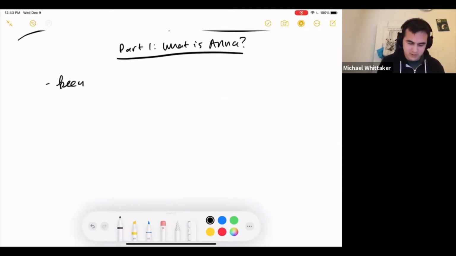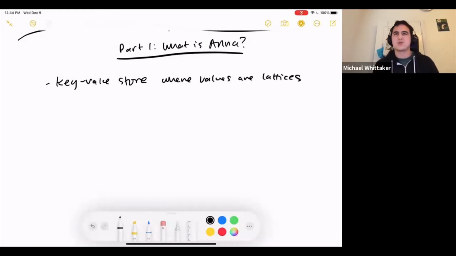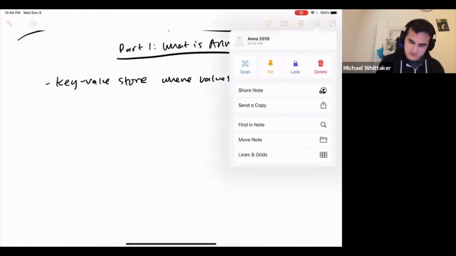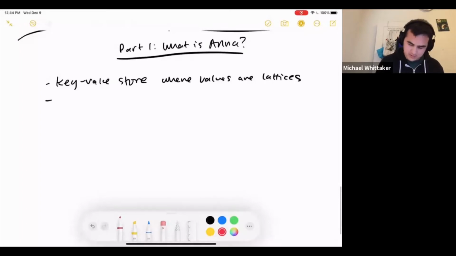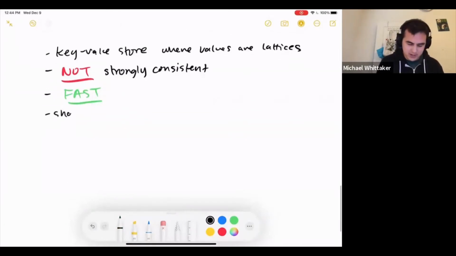Okay, so Anna is a key value store, where the values are lattices. That's sort of the big thing. This is a key value store, but the values are going to be lattices. It is not strongly consistent. So that's going to be a big part of the story. Not strongly consistent. And that's by design. And because it's not strongly consistent, we're going to be able to go very fast. So it's very fast. It's also sharded and replicated.